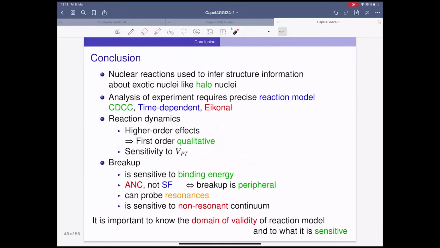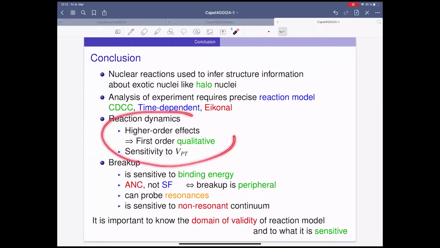Okay, so I come to an end. The nuclear reactions are used to infer information about halo nuclei. I've just discussed that, not the application to nuclear astrophysics. This will be for another time. We've seen yesterday the different models that can be used. We've seen that they are coherent with each other, but you need to know the domain of validity of your model. So when you pick one, you need to know what you're sensitive to.